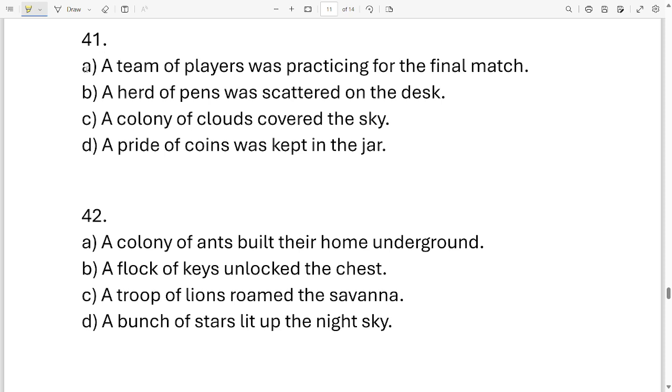It is option A. A team of players was practicing for the final match.